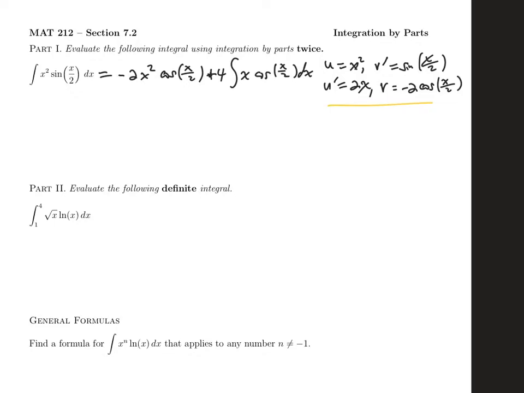So for the second time, I'll have u equals x, v prime equals cosine x over 2. So the product of those two things is the thing I'm trying to integrate. So this is my integral. If u is x, then u prime is 1. And if v prime is cosine x over 2, then v will be 2 sine of x over 2. That 2 out in front is there for the same reason we were just talking about for the previous one.